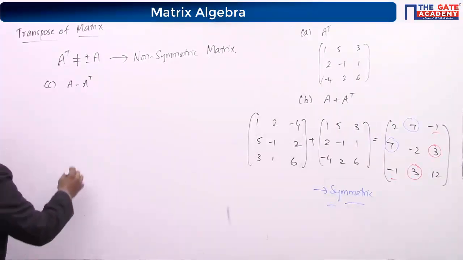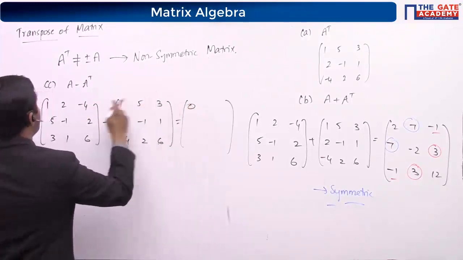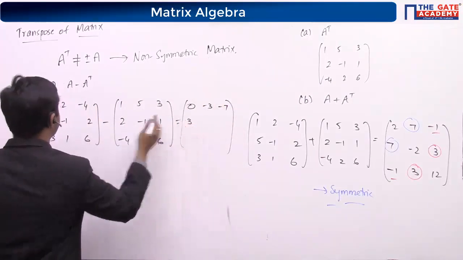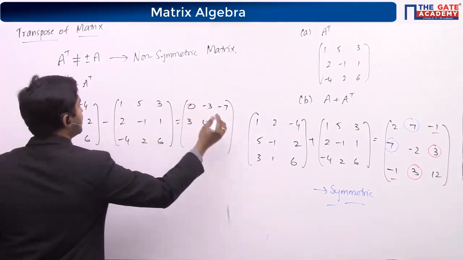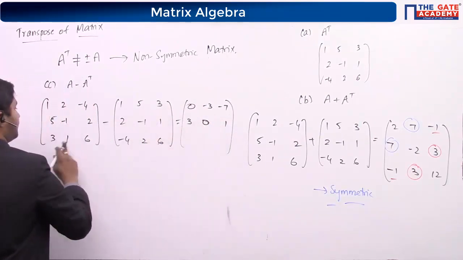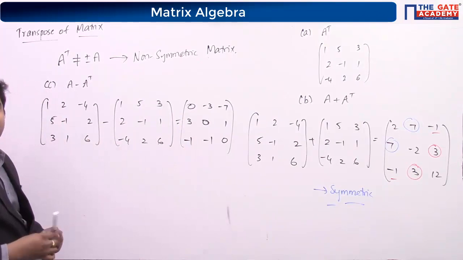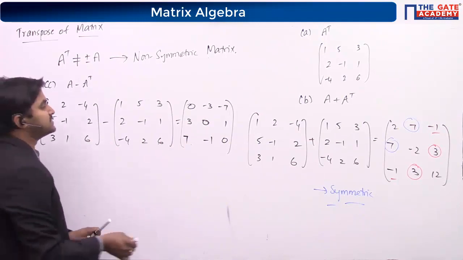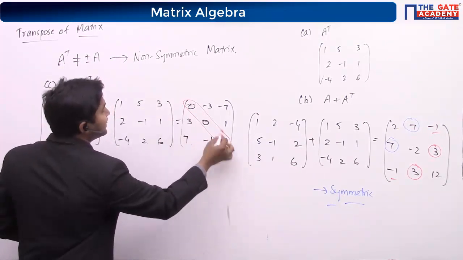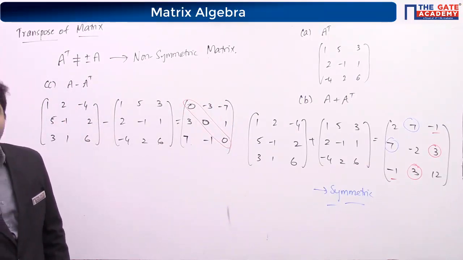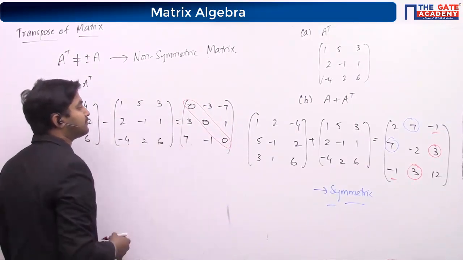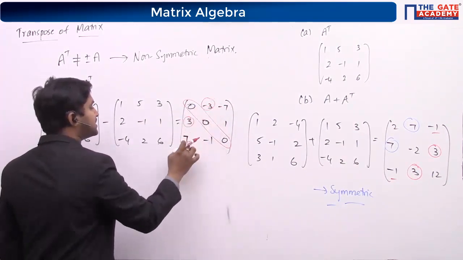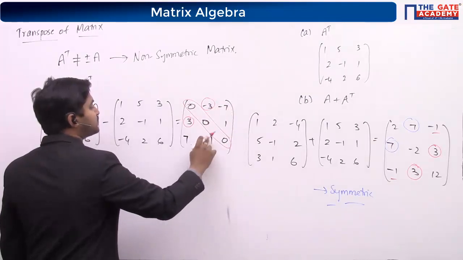Then we'll come to A minus A transpose. So 1 minus 1 is 0, minus 3, minus 7, and then you have 3, 0, and then it is 1, and then it is minus 1. The presence of zeros in the principal diagonal elements gives us an indication that the matrix is going to be a skew symmetric matrix. Let us see whether these elements are negations of each other or not. We have 3 here, there is a minus 3; there is a 7 here, there is a minus 7; there is a minus 1 here, there is a 1.